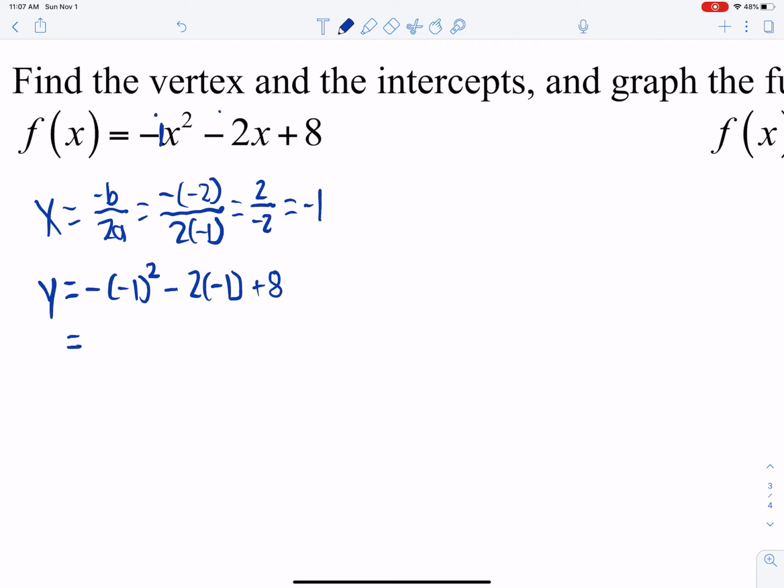Now here's a spot where a lot of people make a mistake. You don't start by doing negative of negative 1. Before you multiply, you square. You do exponents before multiplying in the order of operations. So the first step is doing negative 1 squared, which gives us a positive 1.